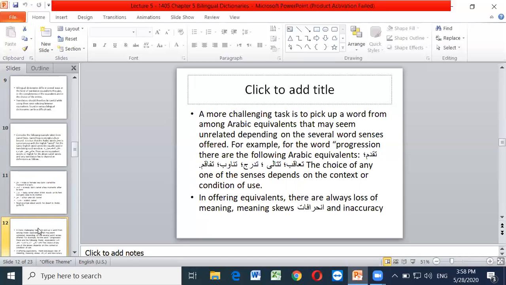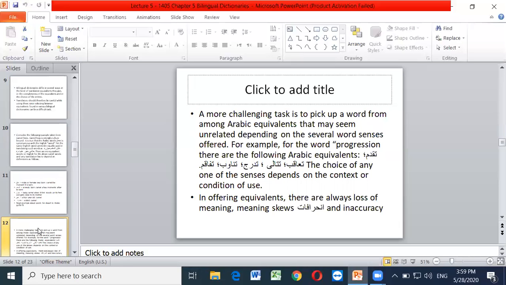A more challenging task is to pick up a word from among Arabic equivalents that may seem unrelated depending on the several word senses offered. So if you check, for example, al-mawrid, and you check a word like progression, he is going to give you several words. They may be even unrelated. The choice of one of them depends on the conditions of use. It depends on the context in which you are using the word.